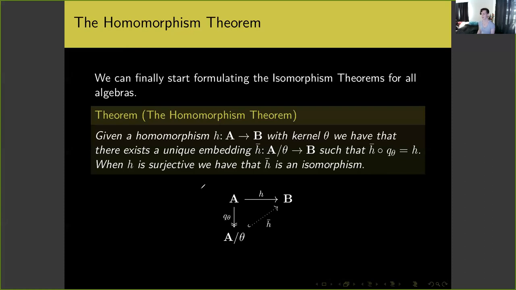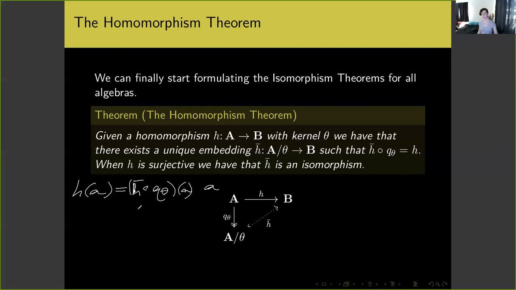All right, so if I have an element A in my universe here, which is the way I wanted to start, then there are two ways that I can compute what H of A is. One is by applying H to A, and the other way is by applying H bar composed with Q theta to the element A.